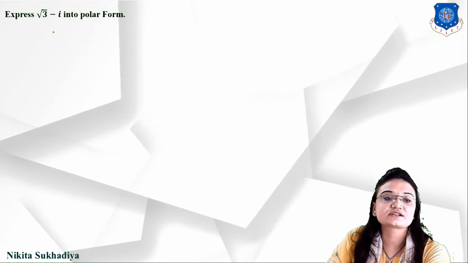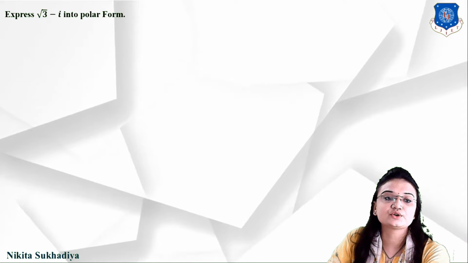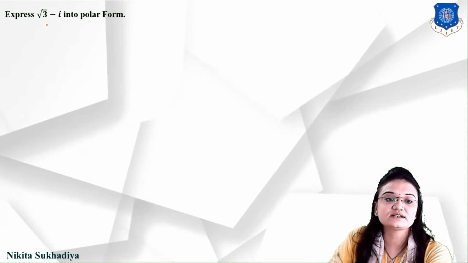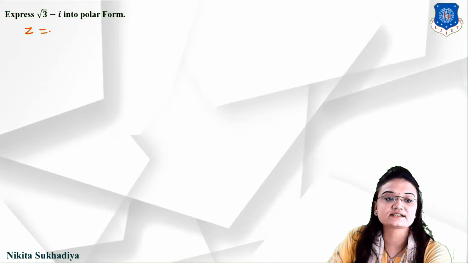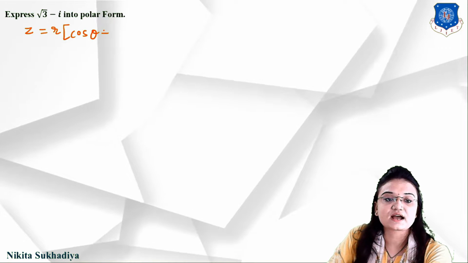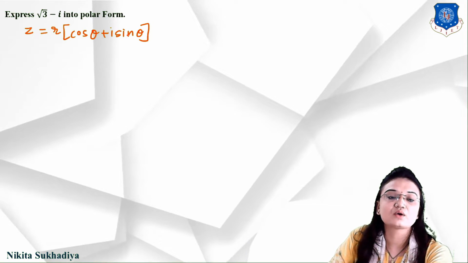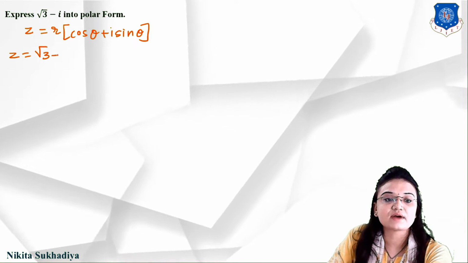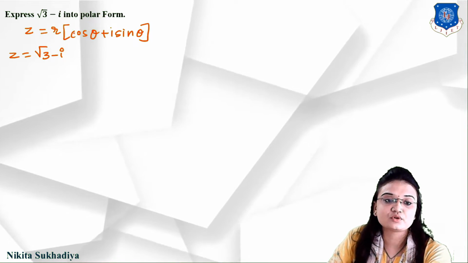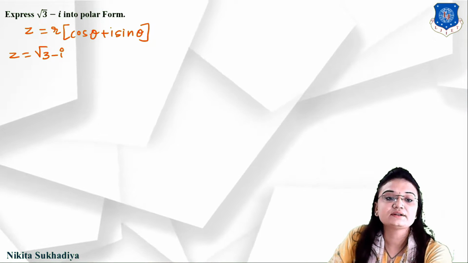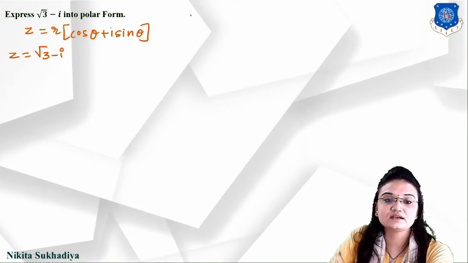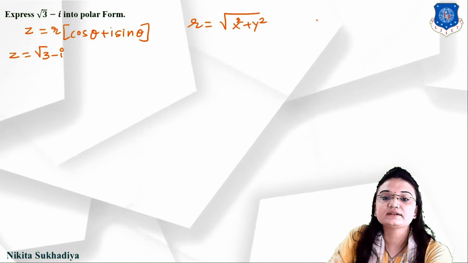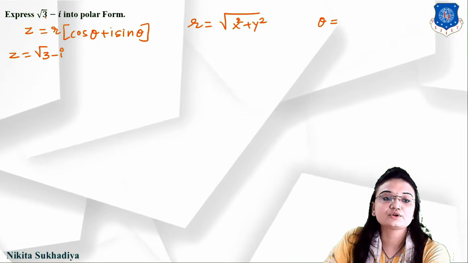So let's take the first example: express root 3 minus i in polar form. Here you can clearly see that our polar form is z = r cos theta + i sin theta. We have z = root 3 minus i. To represent it in polar form we need r and theta. r is the square root of x squared plus y squared.